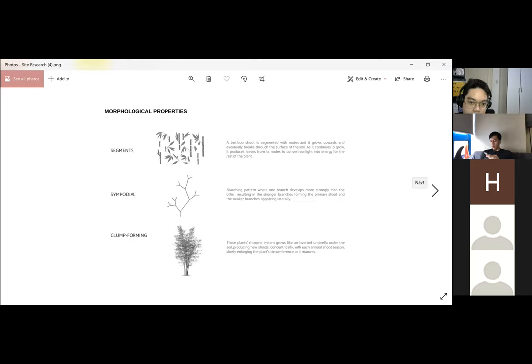And aside sa mga benefits, I also want to focus on morphological properties ng plant. Hindi lang po siya about sa benefits for the community, but I also want to translate yung morphological structure ng plant para sa program na ita-tag on architecturally. So first is yung sa segments niya. As you can see, yung bamboo is segmented siya with nodes and nag-grow siya upwards or laterally. So, parang ganun po yung gusto kong ipakita for the program. It's divided siya into segments for my changes of activity in these mga spaces.